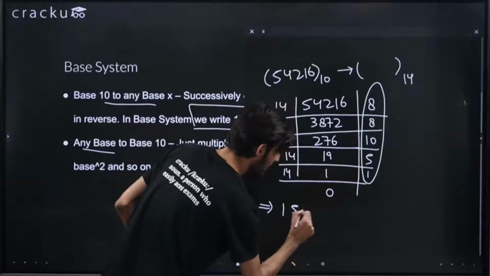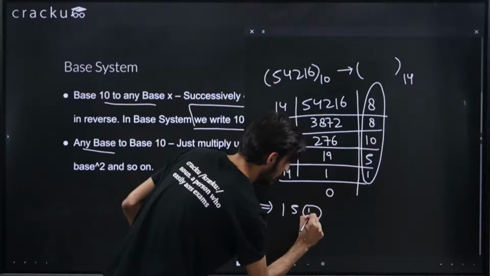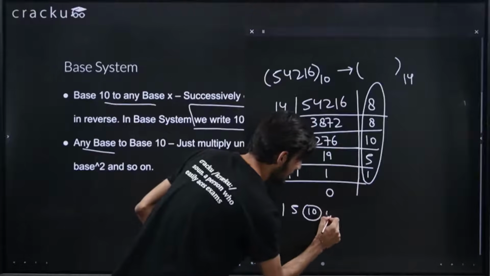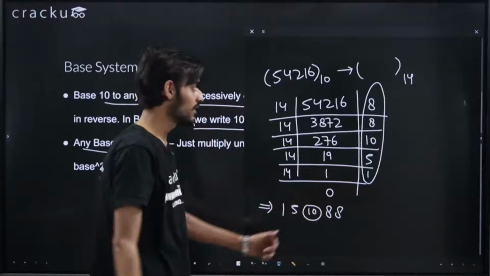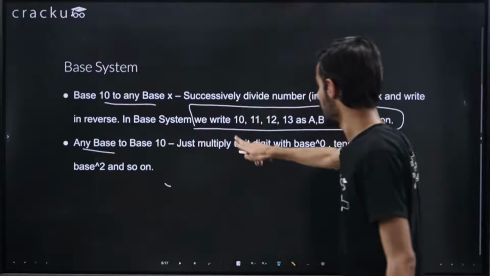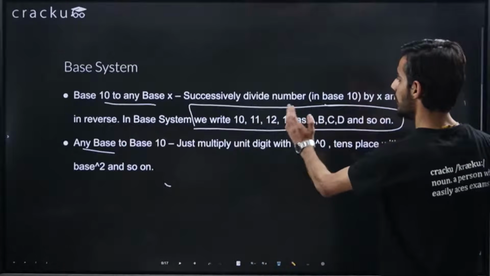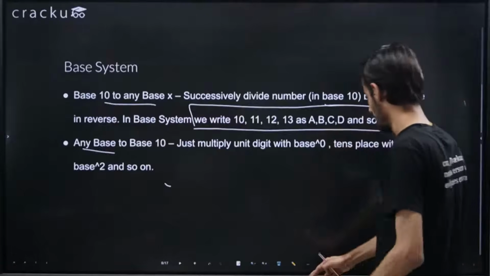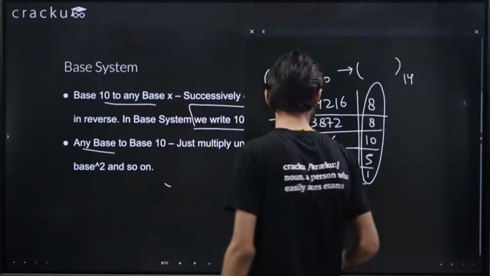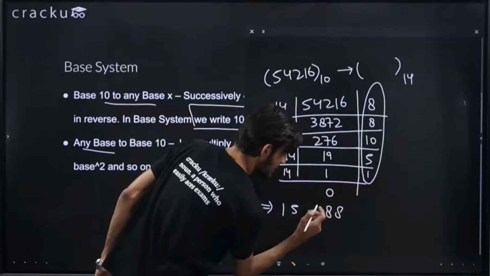1, 5, 10. Then double 8. Because this is a single digit, we can't write 10 here. So we can represent 10 as A, 11 as B, 12 as C, 13 as D, and so on. So 14 as E, and so on. So what we can do here is represent 10 as A.